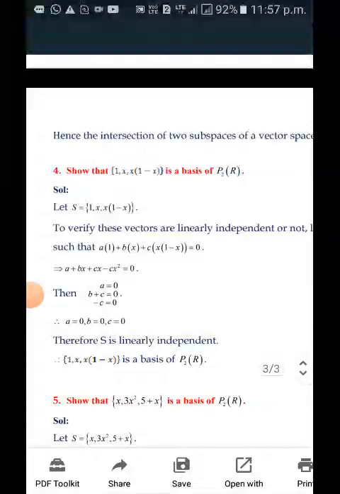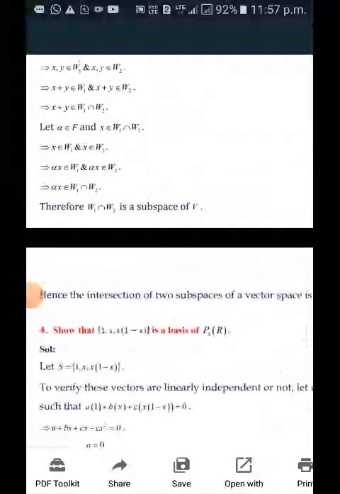Therefore 1, x, x into 1 minus x is a basis of P2 of R. So these are some problems and theorems in a vector space. Let us continue.